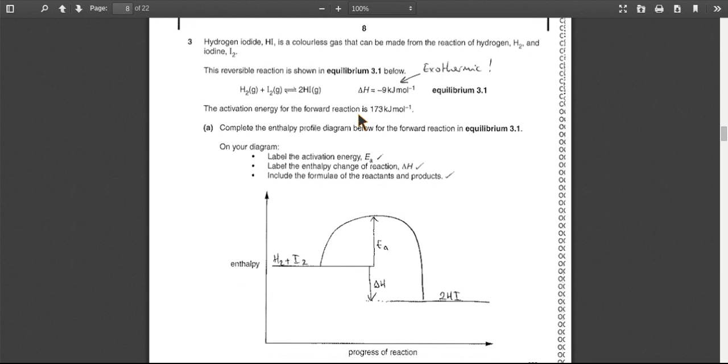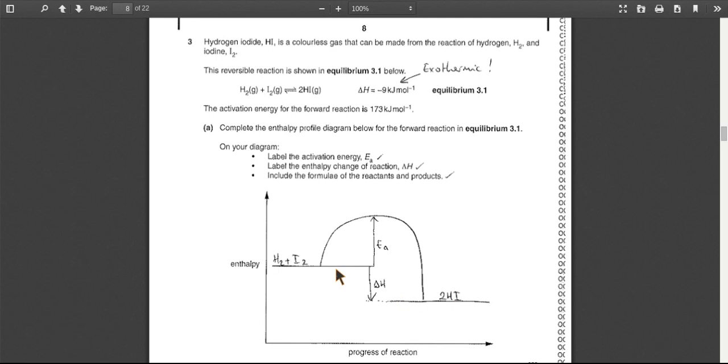We've then got to complete this enthalpy profile diagram for the forward reaction, and we've got to include these 3 bullet points here. So the first thing is our reactants obviously go here, so that's the H2 and the I2. Because it's exothermic, our product line must be below in terms of enthalpy, and we've got 2 HIs sitting on that line there.